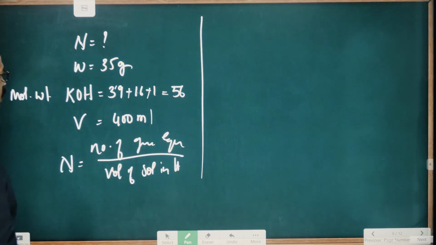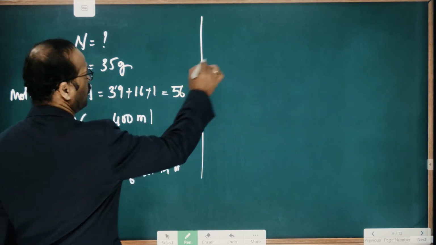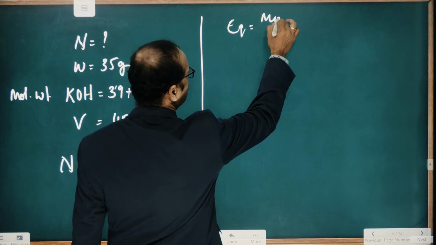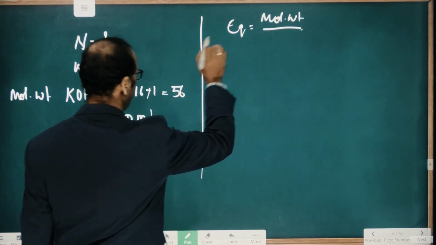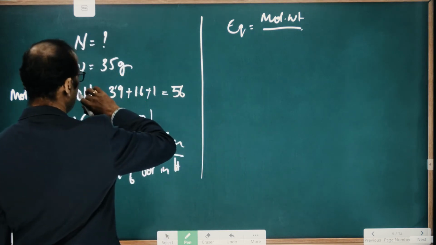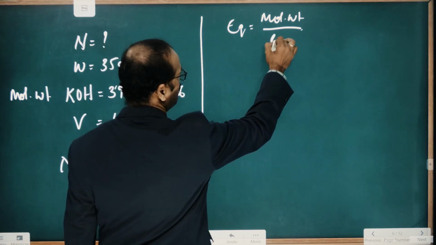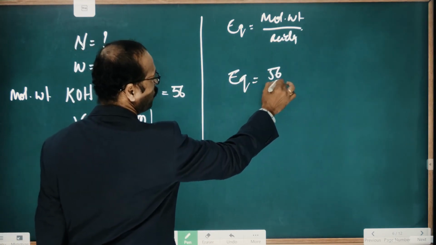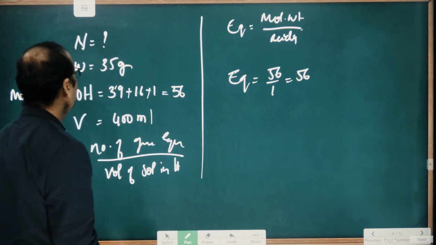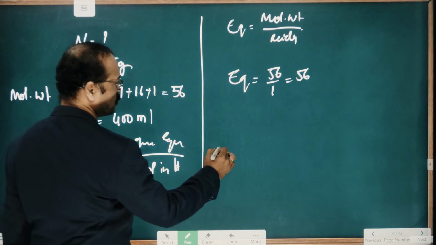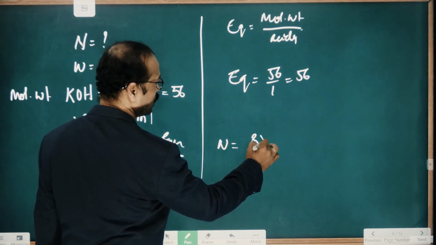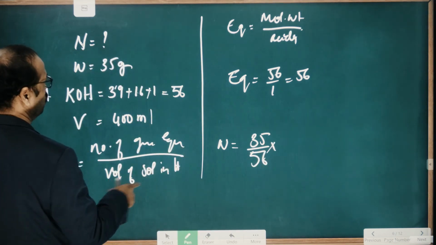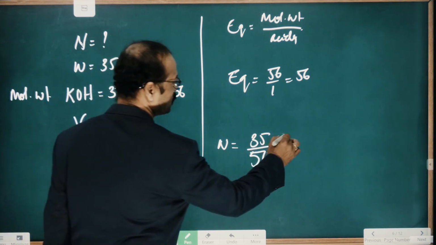So here, the number of gram equivalents, how can you find? We can find it from the molecular weight, by its acidity, since it is a base. This you will learn in future classes. It is equal to 56 by 1, so you will get 56. Then weight is equal to 35. Now substituting in the normality formula, that is 35 by 56 into 1000 by 400, since volume is given as 400 ml.